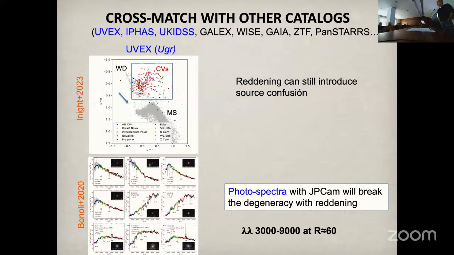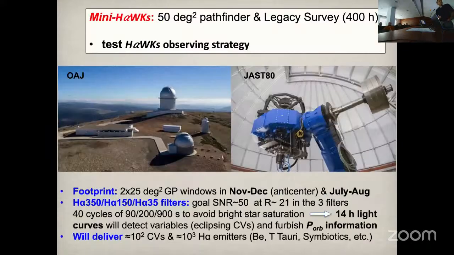So that's where it is important to have photospectra of all the targets in the field, because this is a nice way of segregating different populations, breaking the degeneracy with interstellar extinction, and then identifying, for instance, Miras or objects with very deep molecular bands or emission-like objects. So we see a strong potential in obtaining photospectra of all the stars in the Mini-Hawks field.